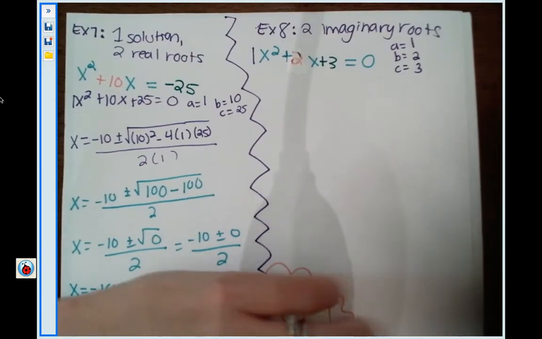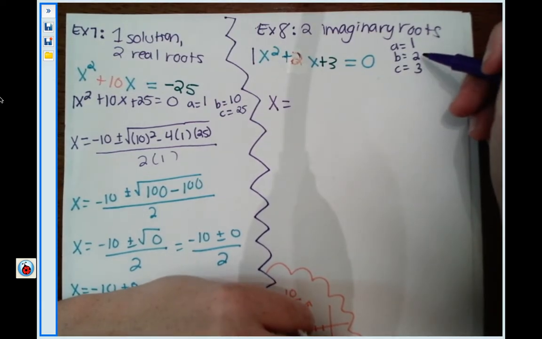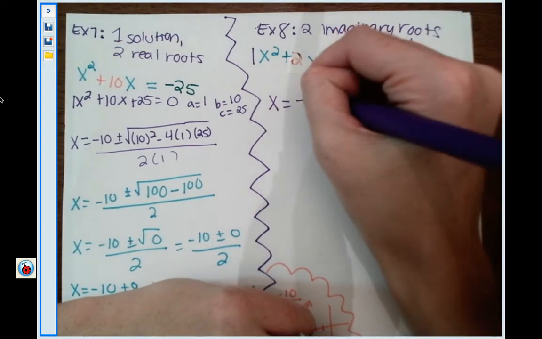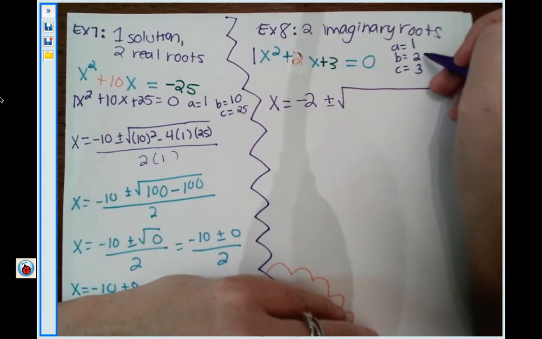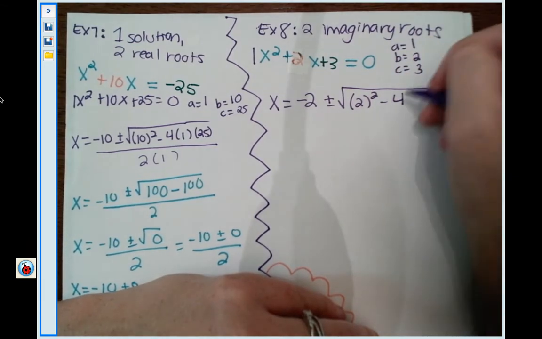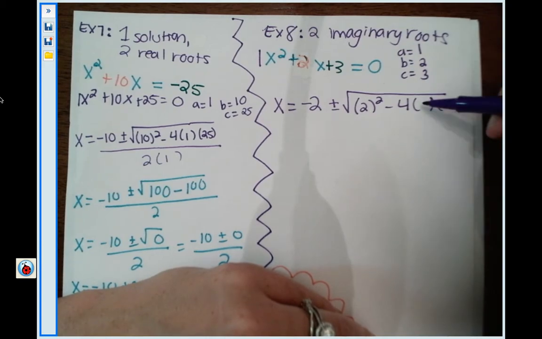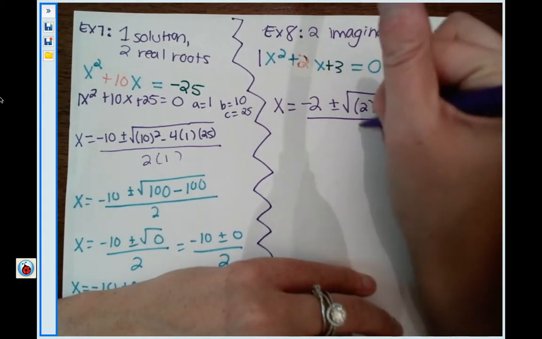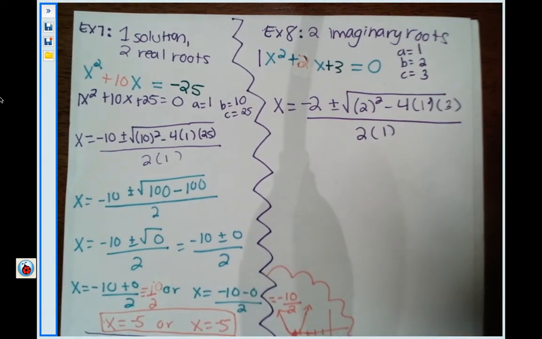Alright guys, let's get the show on the road. So x equals the opposite of B, which is negative 2, plus or minus the square root of B squared. So B is 2, so it'll be 2 squared minus 4 times my A times my C. My A is 1 and my C is 3. And then all over 2 times my A, which is 1.